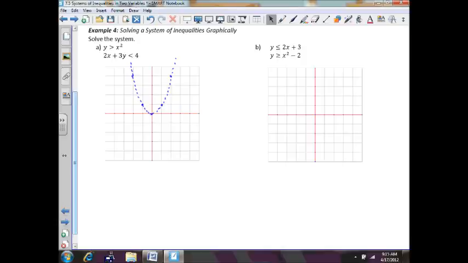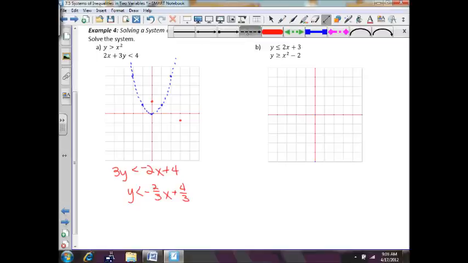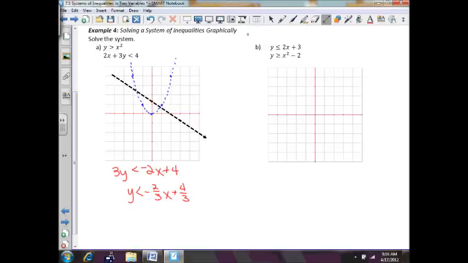Now it says 2x plus 3y is less than 4. Well, if I solve this, I have 3y is less than negative 2x plus 4, which means y is less than negative 2/3 x plus 4/3. So again, I'll go up 1 1/3, then I'll go down 2 and right 3, and put my line. And again, this is going to be a dotted line, just like so.